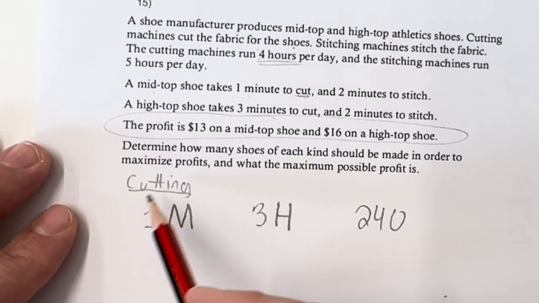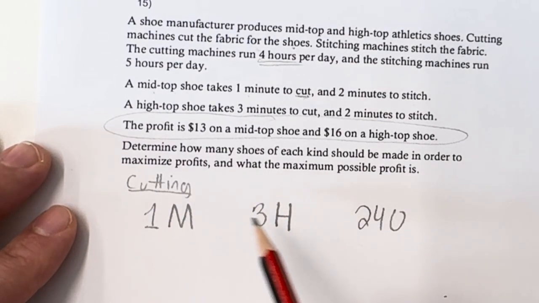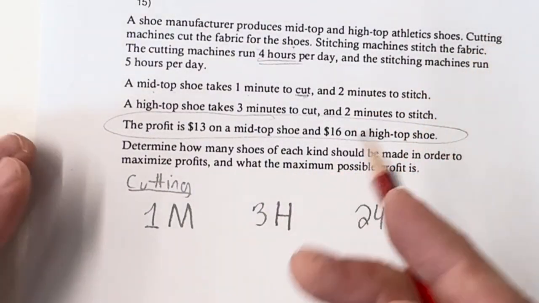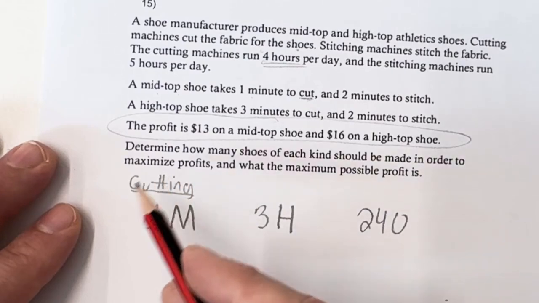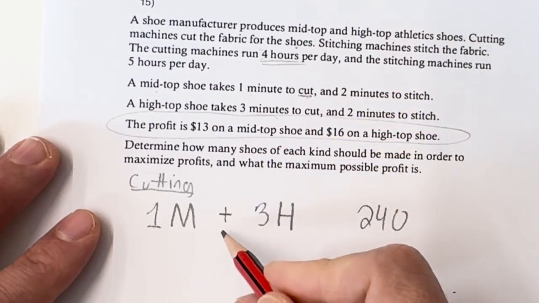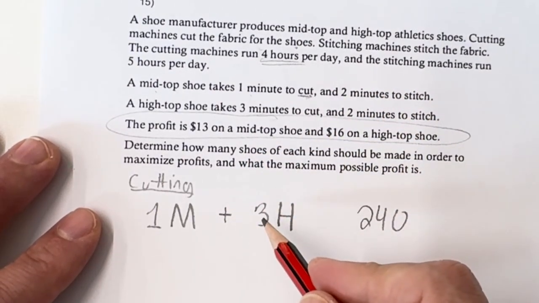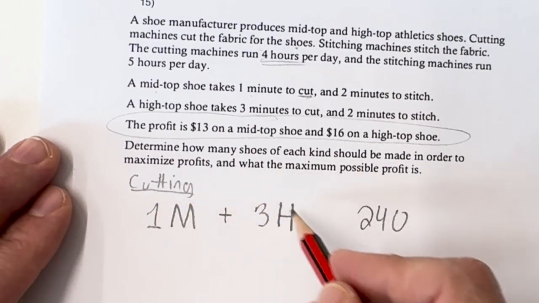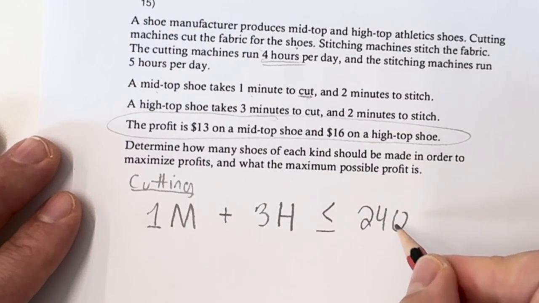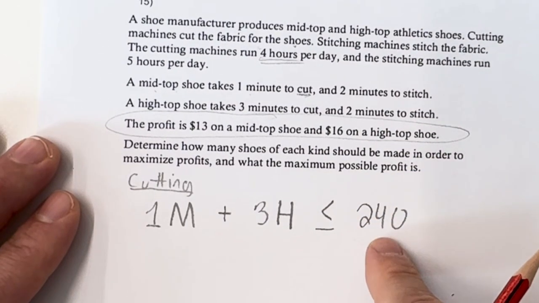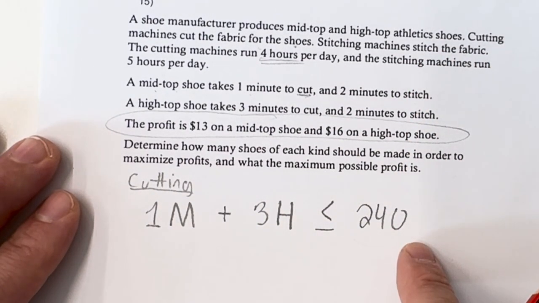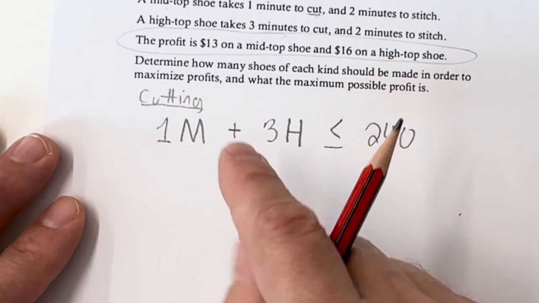So all of this time right here can never be bigger than 240 minutes because the machine doesn't run that long. So conceptually, if I took all my mid-top shoe cutting times and added them to all my high-top shoe cutting times, whatever that adds up to, it must be less than or equal to 240 minutes because after 240 minutes, the machine cuts off. So that's your cutting equation, all right? Now we also have stitching.